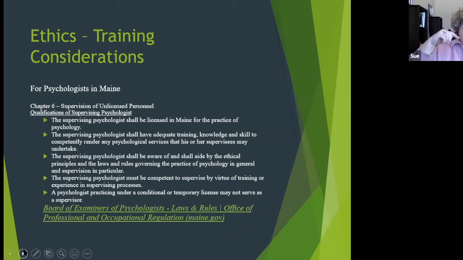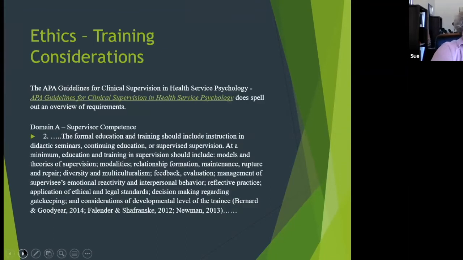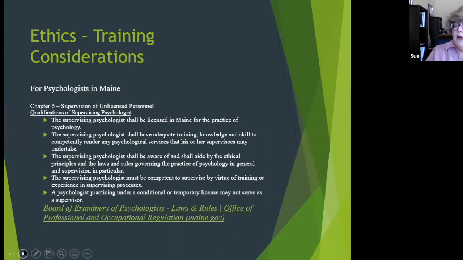I also want to say that in psychology, I think it's 2014, and this may be me going up a slide, the APA Guidelines for Clinical Supervision in Health Service Psychology is actual guidelines, and it's a whole document that talks about all of the considerations for clinical supervision. So for those of you who may have been a psychologist for a while, just be aware that that's a new document that came out providing guidelines for people who are supervisors.